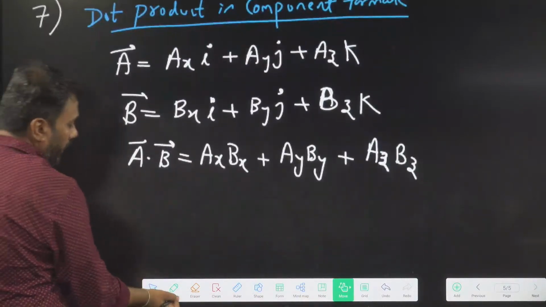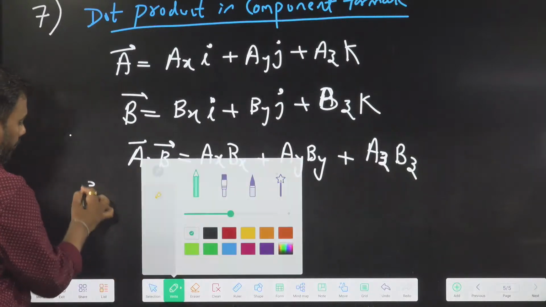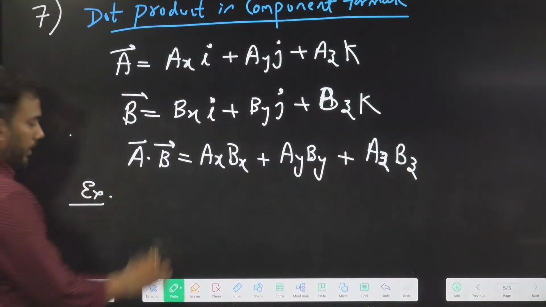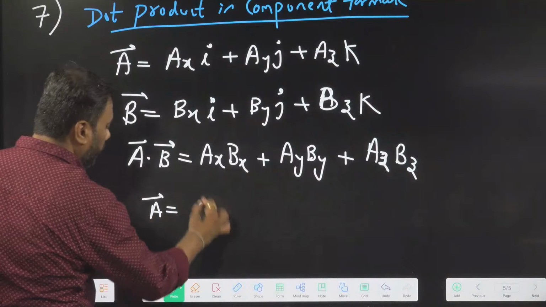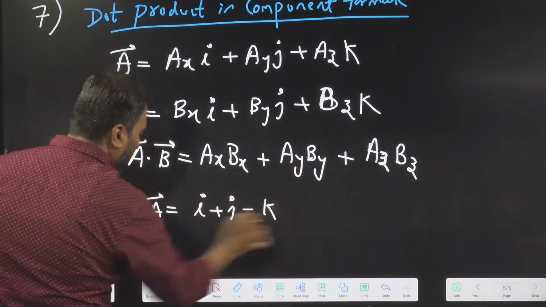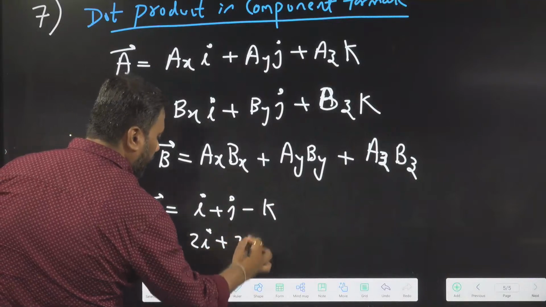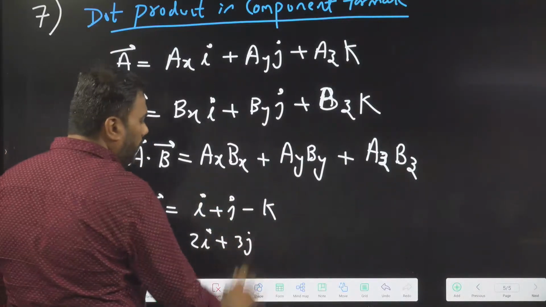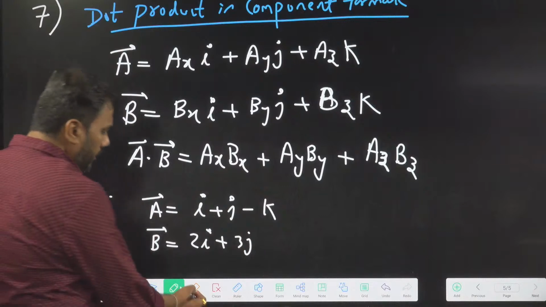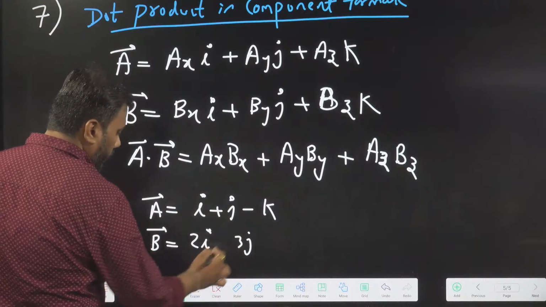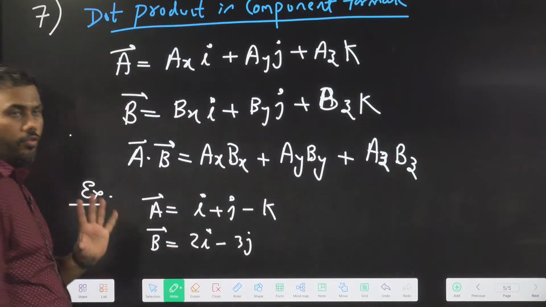So let me give you an example of this. A vector is i plus j minus k. B vector is 2i plus 3j. Let us take this as minus 3j: 2i minus 3j. Now we will find the dot product.